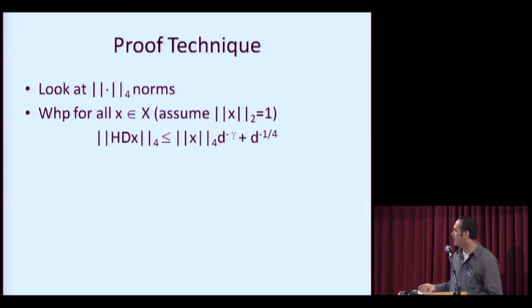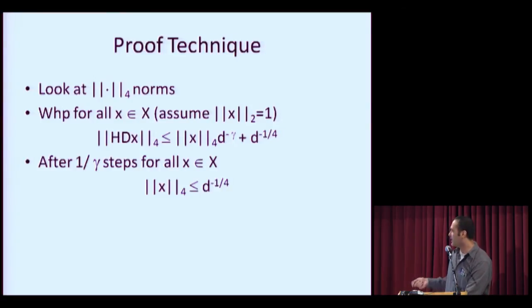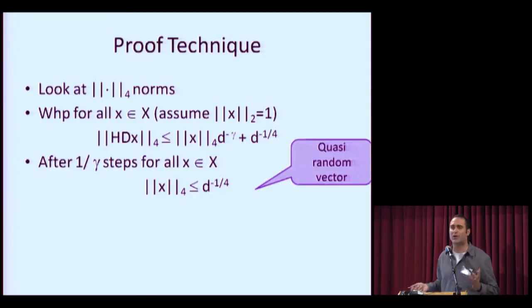And then there's this bootstrapping argument that goes roughly like this. Why do we multiply this vector x so many times by this combination of Fourier and random diagonal? It turns out that if you look at the L4 norm of your vector after you do this random Fourier, it's at most the original L4 norm times some decay d to the minus gamma. That's why you need gamma to be greater than 0, so that this will actually decay, plus this term. So after so-and-so steps, you get that the L4 norm is roughly 1 over the 4th root of d. And this is what a quasi-random vector looks like.